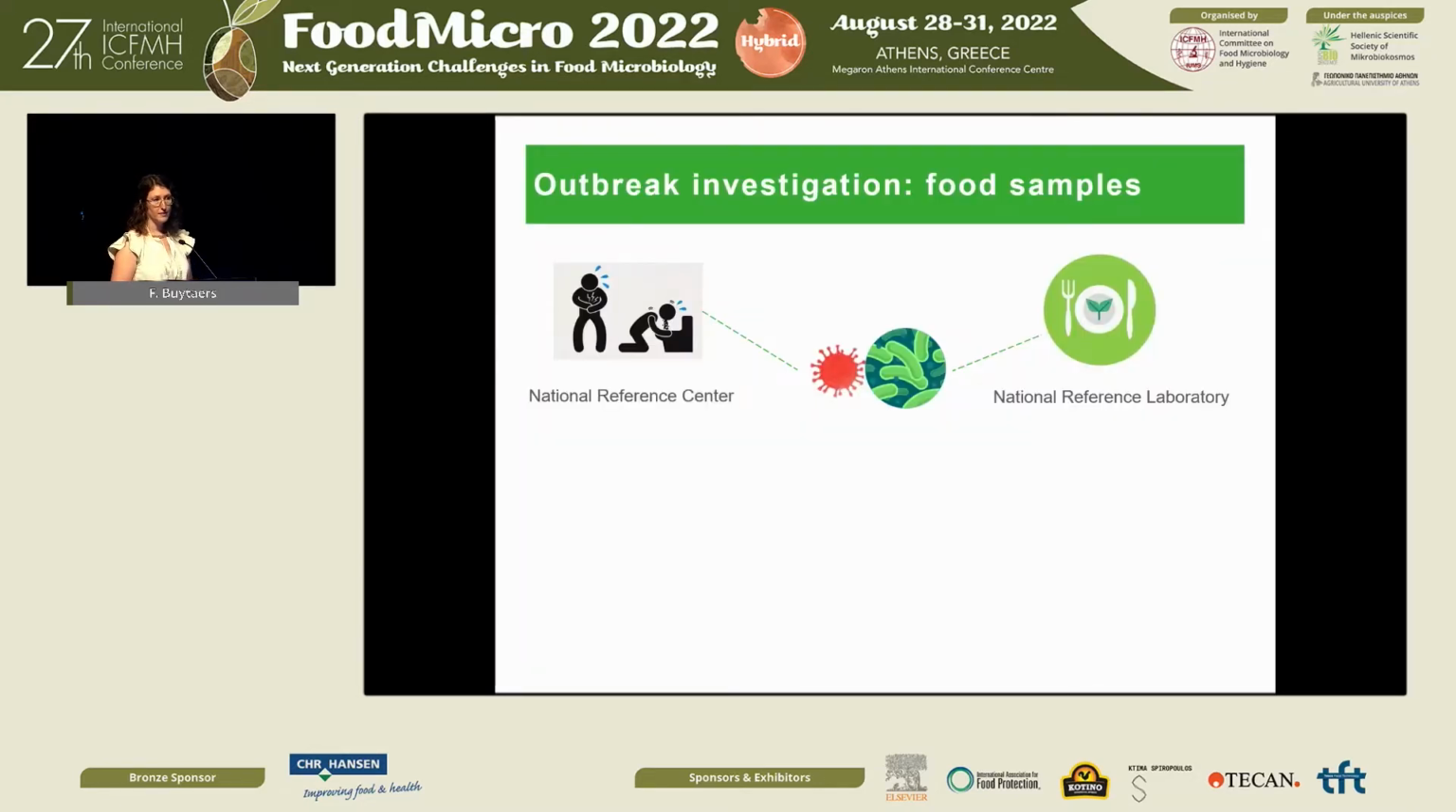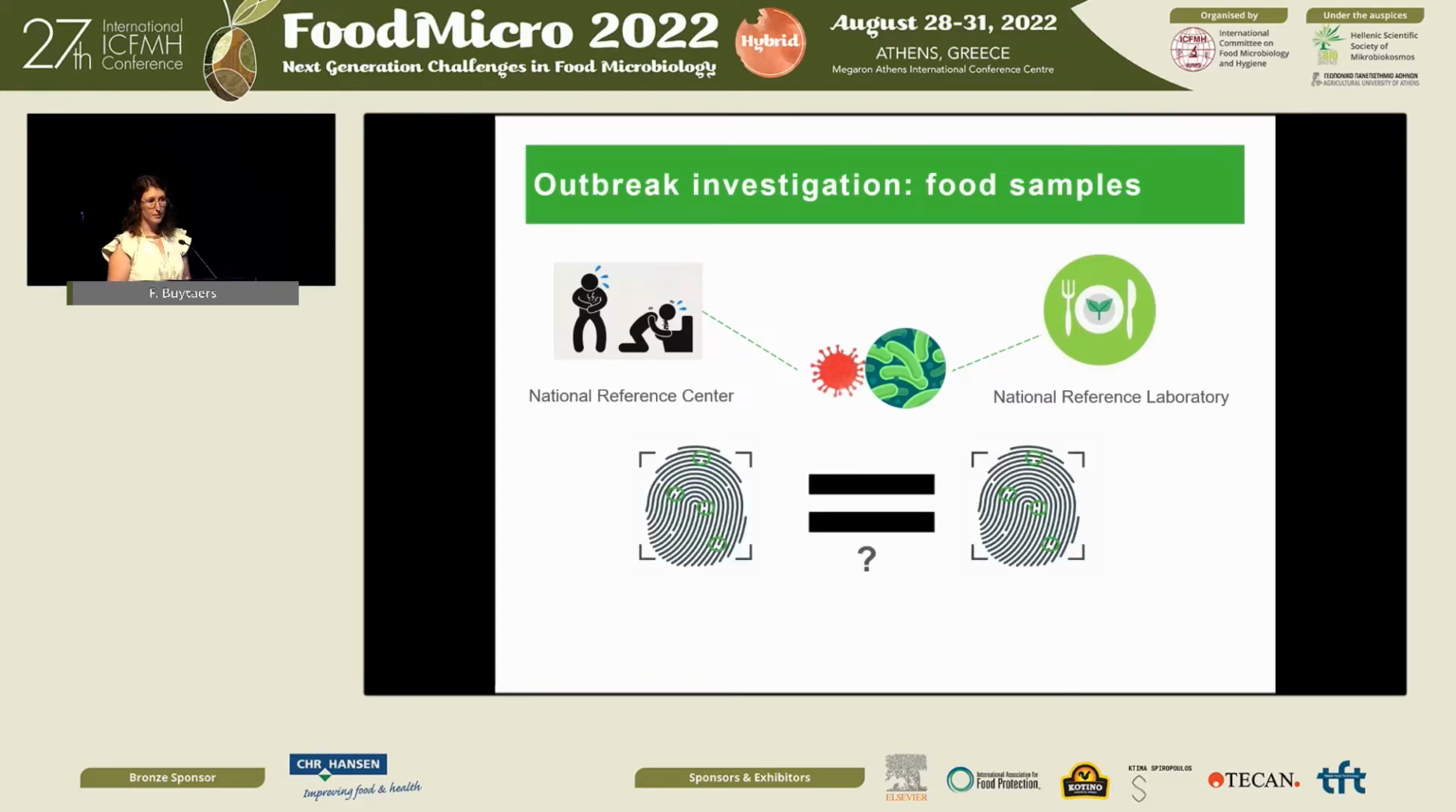And I will talk about how shotgun metagenomics can be used for strain-level foodborne outbreak investigation. So when we investigate a foodborne outbreak, we try to detect the pathogen that was present in the human samples and in the food samples. And then we characterize them to obtain a fingerprint that we can compare to see if it was exactly the same strain that was present in the human samples and the food samples. And this is done by looking at the genome.